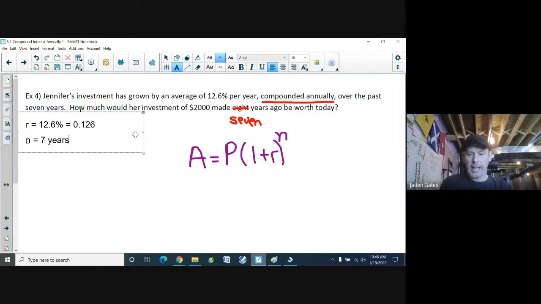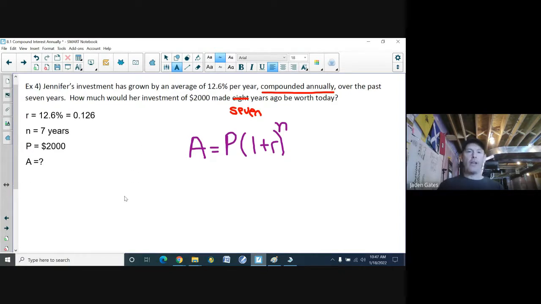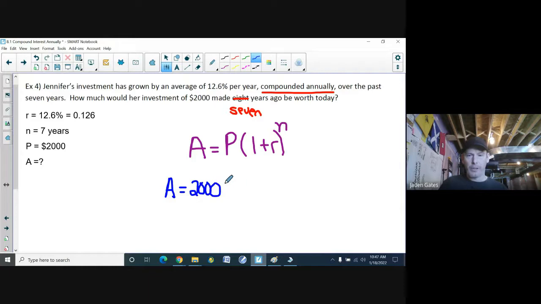And she invested, I guess, $2,000. So that's our principal. And we're going to find out how much her investment will grow to today. So that's how much it's accumulated to. All right. Got my values. Just time to substitute in. All right, so we've got A is equal to, how much did we invest? $2,000. Keeping it positive today, no borrowing. Then I've got 1 plus my interest rate, which is 0.126. And that's going to be to the power of N.